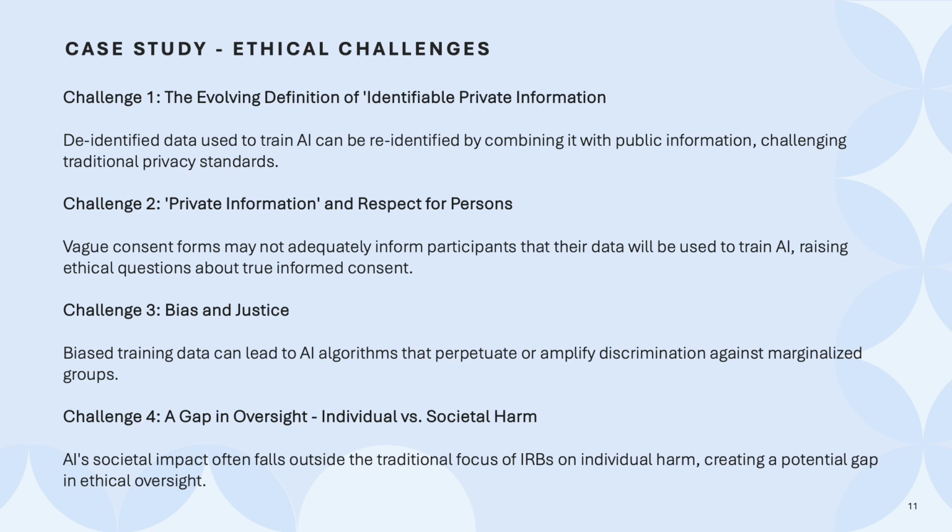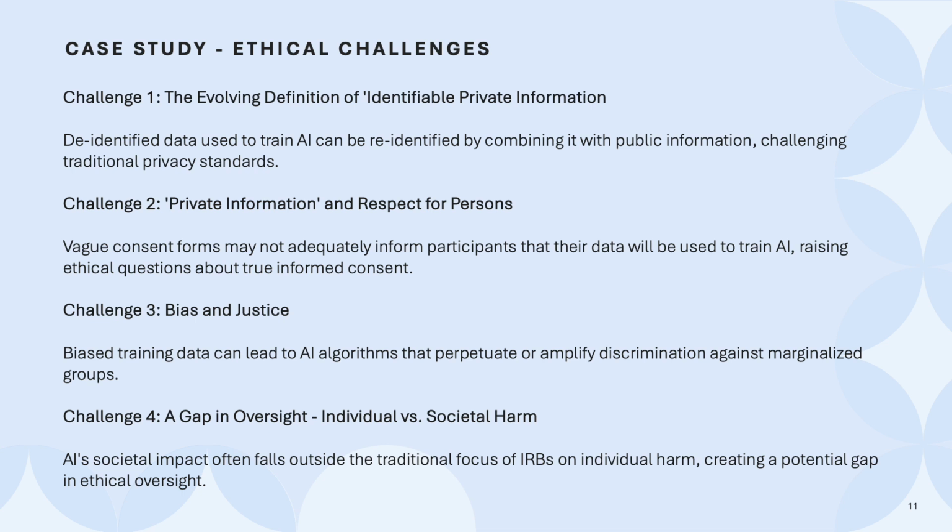The second challenge is private information and respect for persons. Consent forms can often be vague and may not clearly inform participants that their personal data will be used to train an AI model. This raises a critical ethical question. If a person doesn't know the full scope of how their data is used, is their consent truly informed?